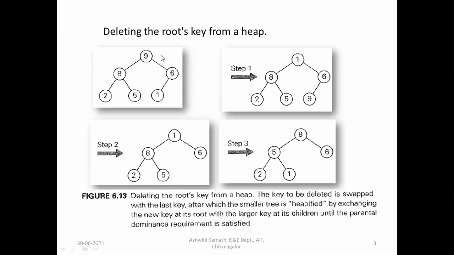Okay, so this is deleting the root's key from a heap. The key to be deleted is swapped with the last key, after which the smaller tree is heapified by exchanging the new key at its root with the larger key at its children until the parental dominance requirement is satisfied. Okay, I hope you understood this. So this is deleting the root's key.